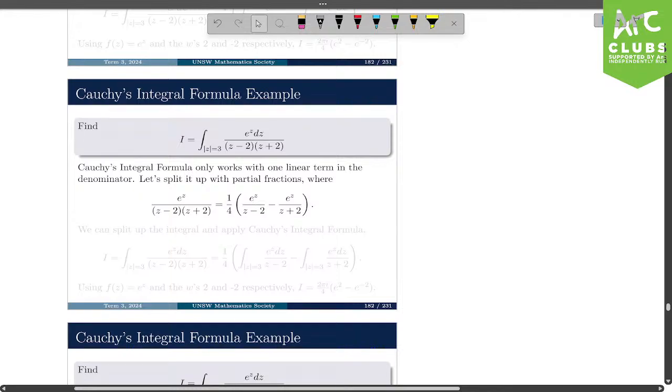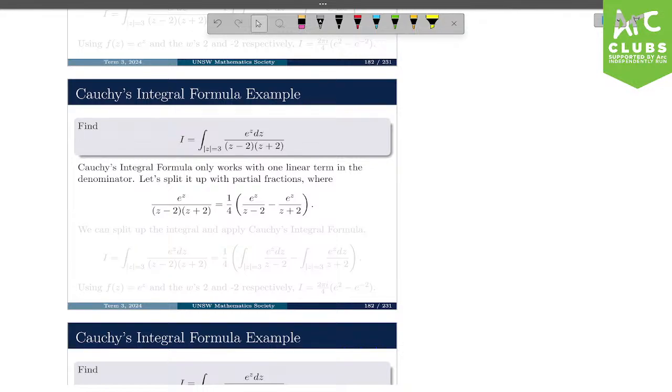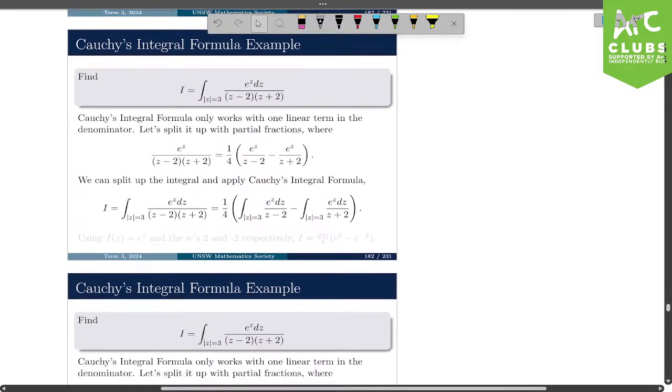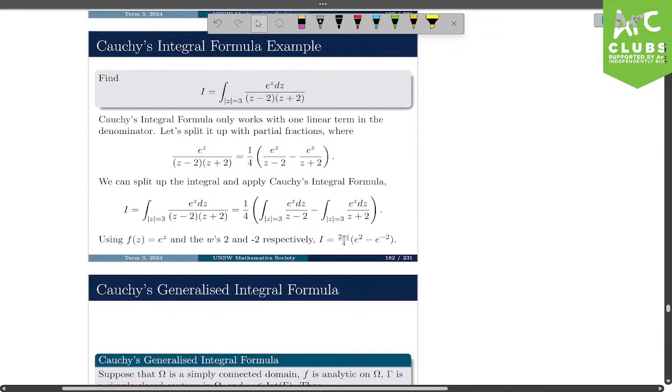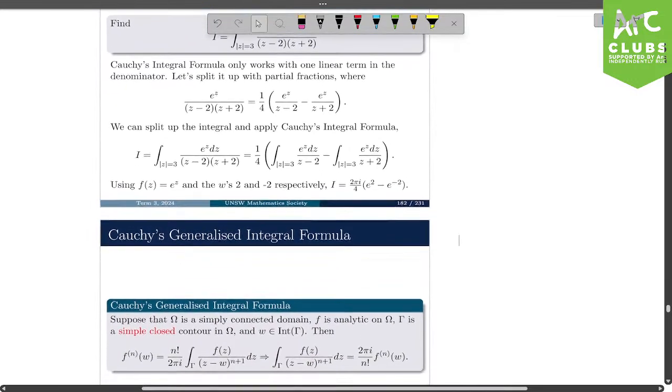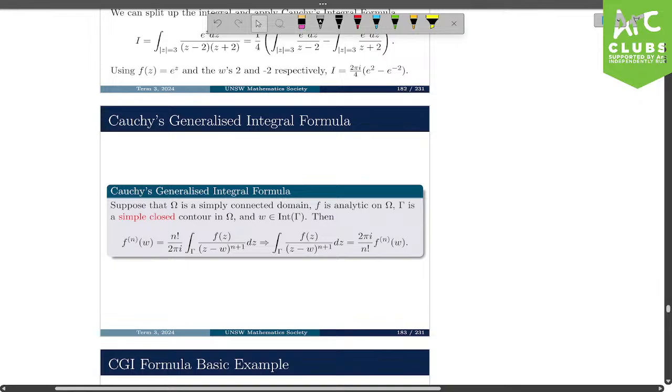So first up, we have e to the z dz divided by z minus 2 times z plus 2. The integral is over a circle with magnitude 3, centered about the origin. Okay? Since that has a magnitude of 3, it touches both of these. And so we can actually break this down into two different functions using partial fractions, and then evaluate both using the Cauchy integral formula.